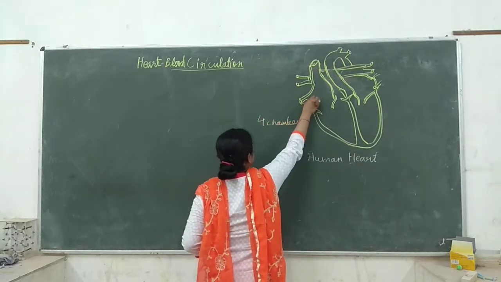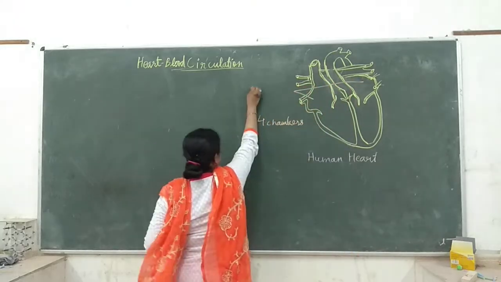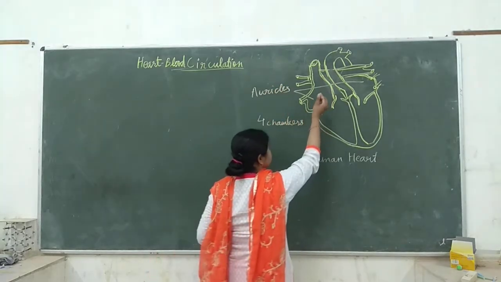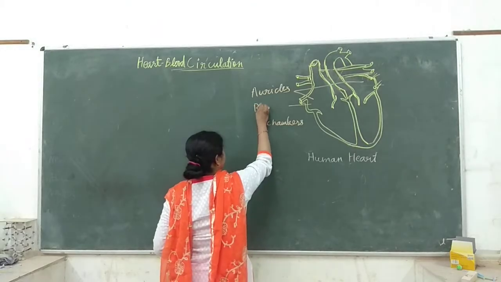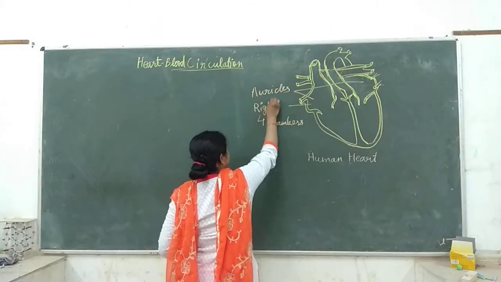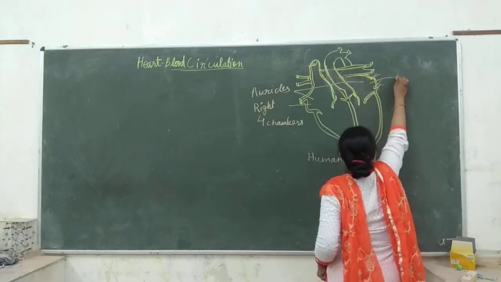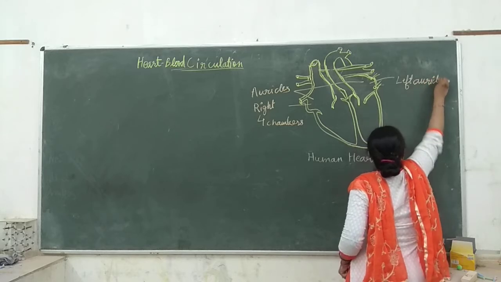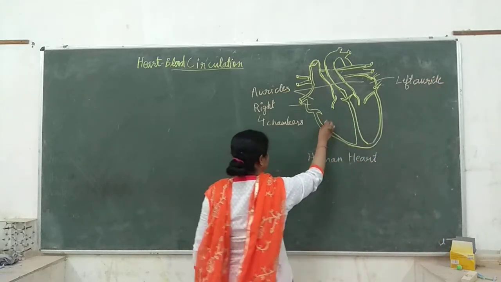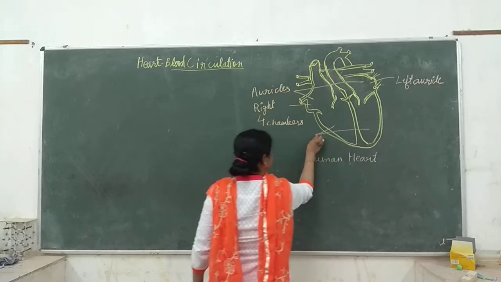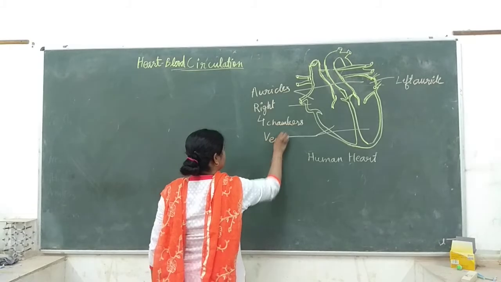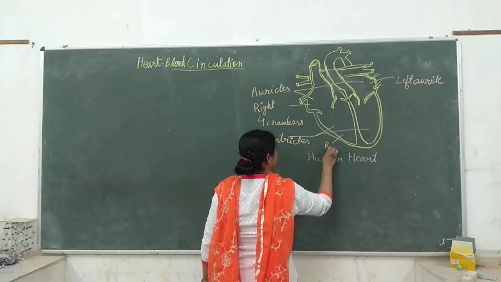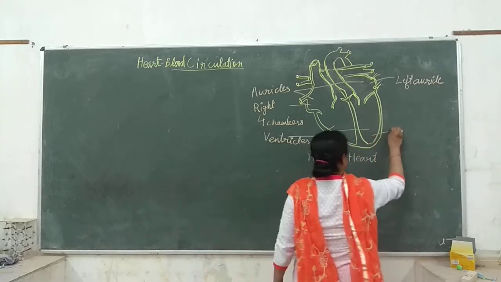The 2 upper chambers are called auricles. The chamber present on the right side is known as the right auricle, and the chamber present on the left is known as the left auricle. Now the downward chambers below are known as ventricles. Same way, this is the right ventricle and this is the left ventricle.